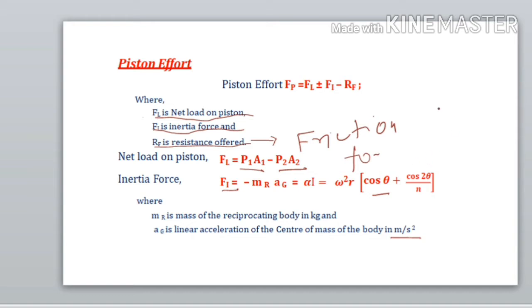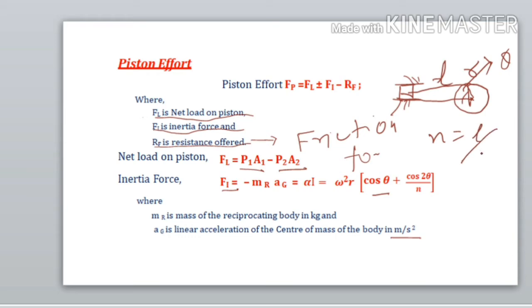So what is theta here? Let us draw a figure. Suppose it is your piston. This angle is theta. It is the connecting rod, its length is L, and it is your radius R. N equal to what? That is the L by R ratio.